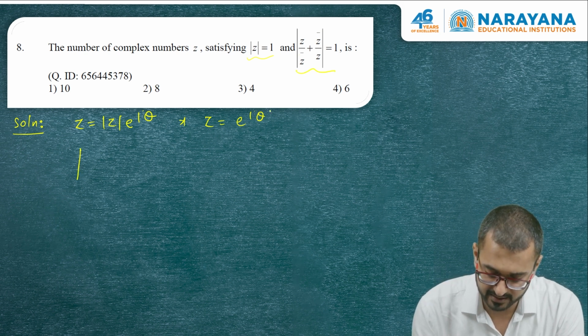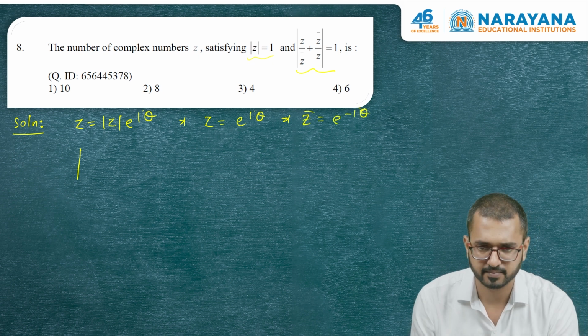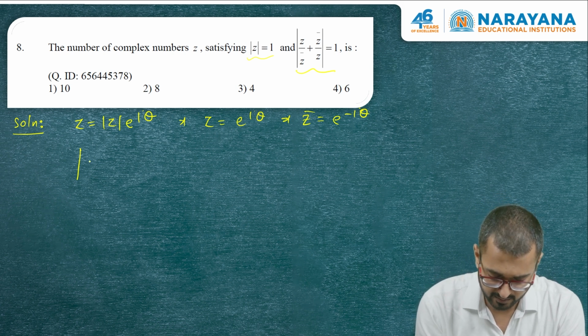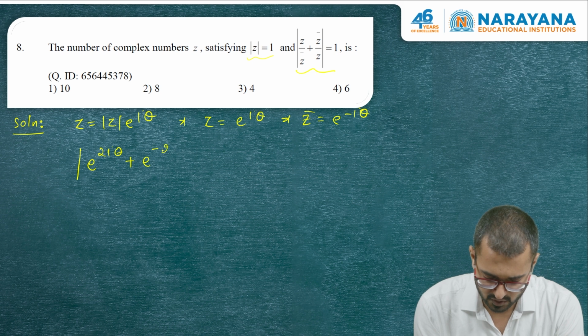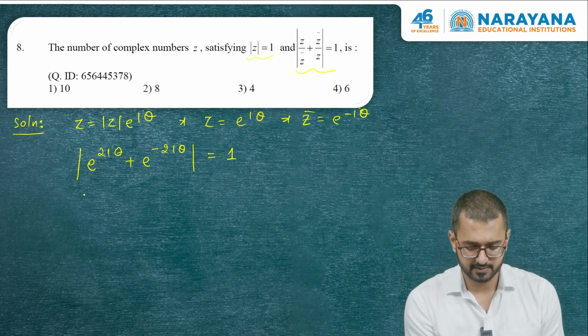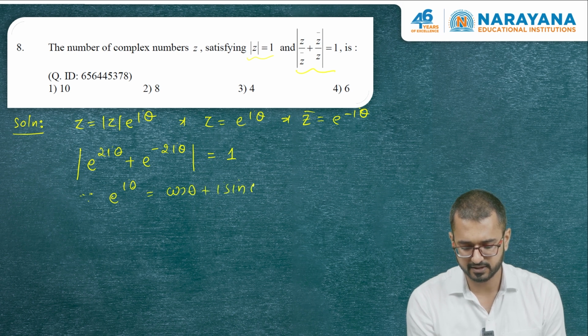So this expression here given can be now simplified as what? z is e power i theta. So from here z bar will become e power minus i theta. Now z over z bar will become e power 2i theta plus e power minus 2i theta. This will be equal to 1. So now recall the result, Euler's identity. So e power i theta is basically what? Cos theta plus i sin theta.